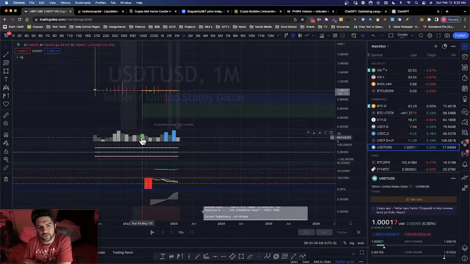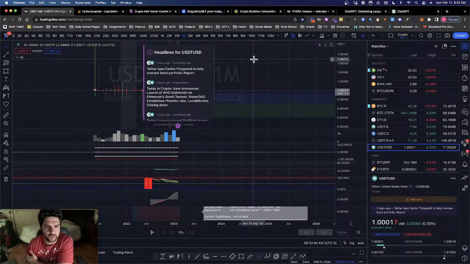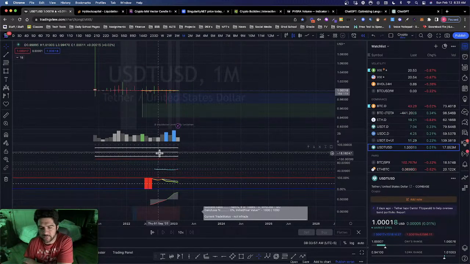All right. This is a buyback, but this is scary stuff here. What's the news on it? Tether taps Cantor Fitzgerald to help oversee bond portfolio. It's nothing. But I don't like it when I see tick volume on a stable coin. I don't. That's scary.